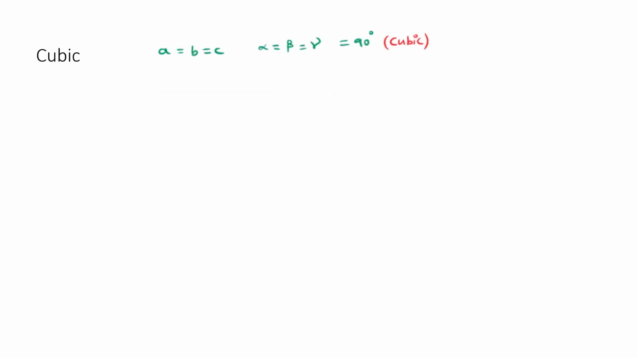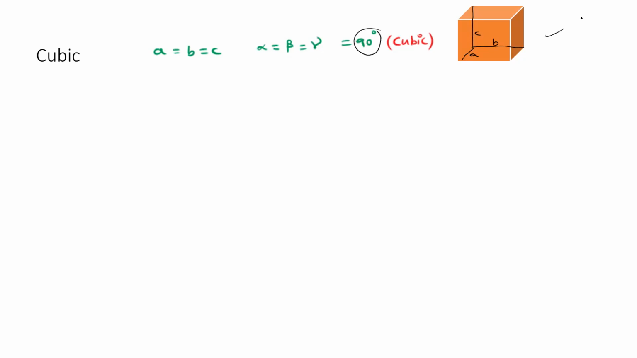Let's discuss them one by one. The first one is cubic. We know that A equals B equals C, and alpha, beta, gamma are all equal to 90 degrees. Here we assume the edges are A, B, C, and the angles alpha, beta, gamma are all equal to 90 degrees. Then it forms a simple cubic unit cell.